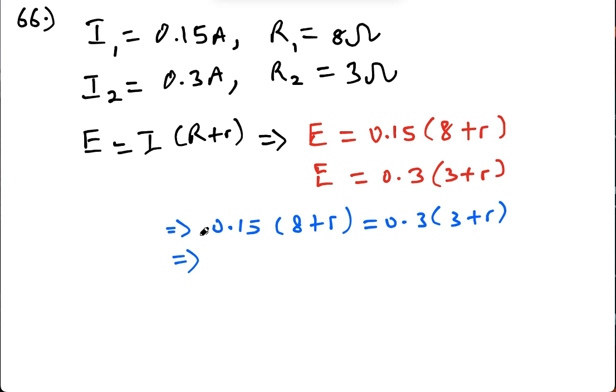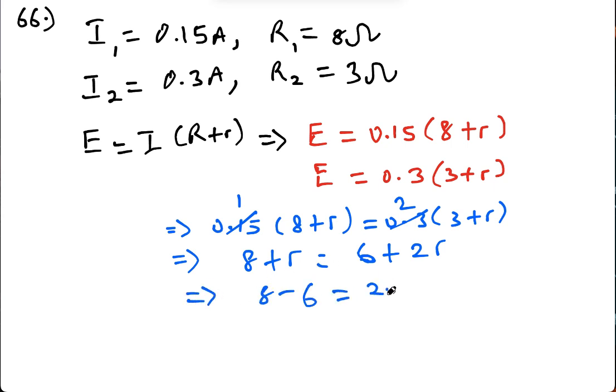So we have 0.3 divided by 0.15, which will be 2. So that implies that 8 plus r, then we can use the 2 to open the bracket here. That will be 6 plus 2r, and that definitely implies that 8 minus 6 equals 2r minus r. If we do this very well, that means 2 equals r. So that implies that the internal resistance of this cell is 2 ohms.